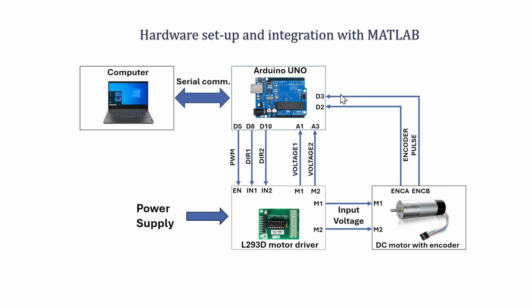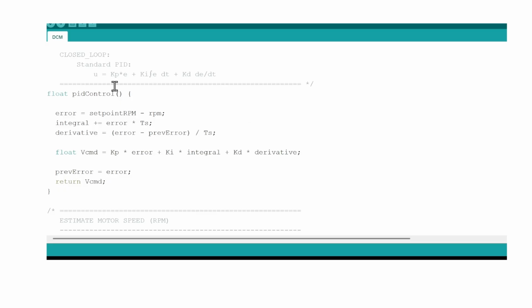Now, the Arduino here will act as the brain of the operation, hosting our PID control logic and interfacing directly with the hardware. The code written inside the Arduino looks something like this. You can see that here error is equal to set point RPM minus RPM. Here RPM is the measured RPM, and set point RPM is the RPM to which you want your motor to go. Then the integration operation of the I controller will be given by this code.